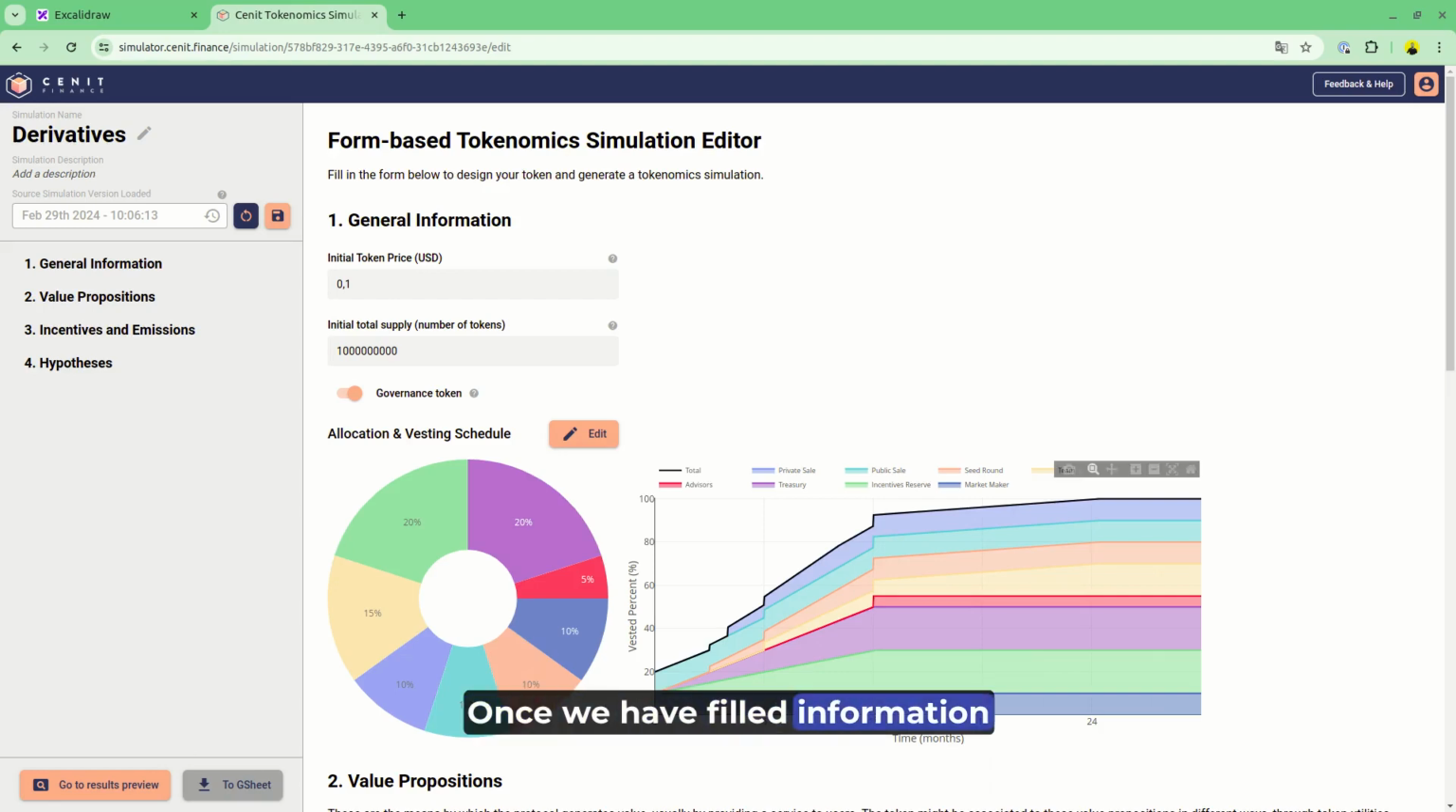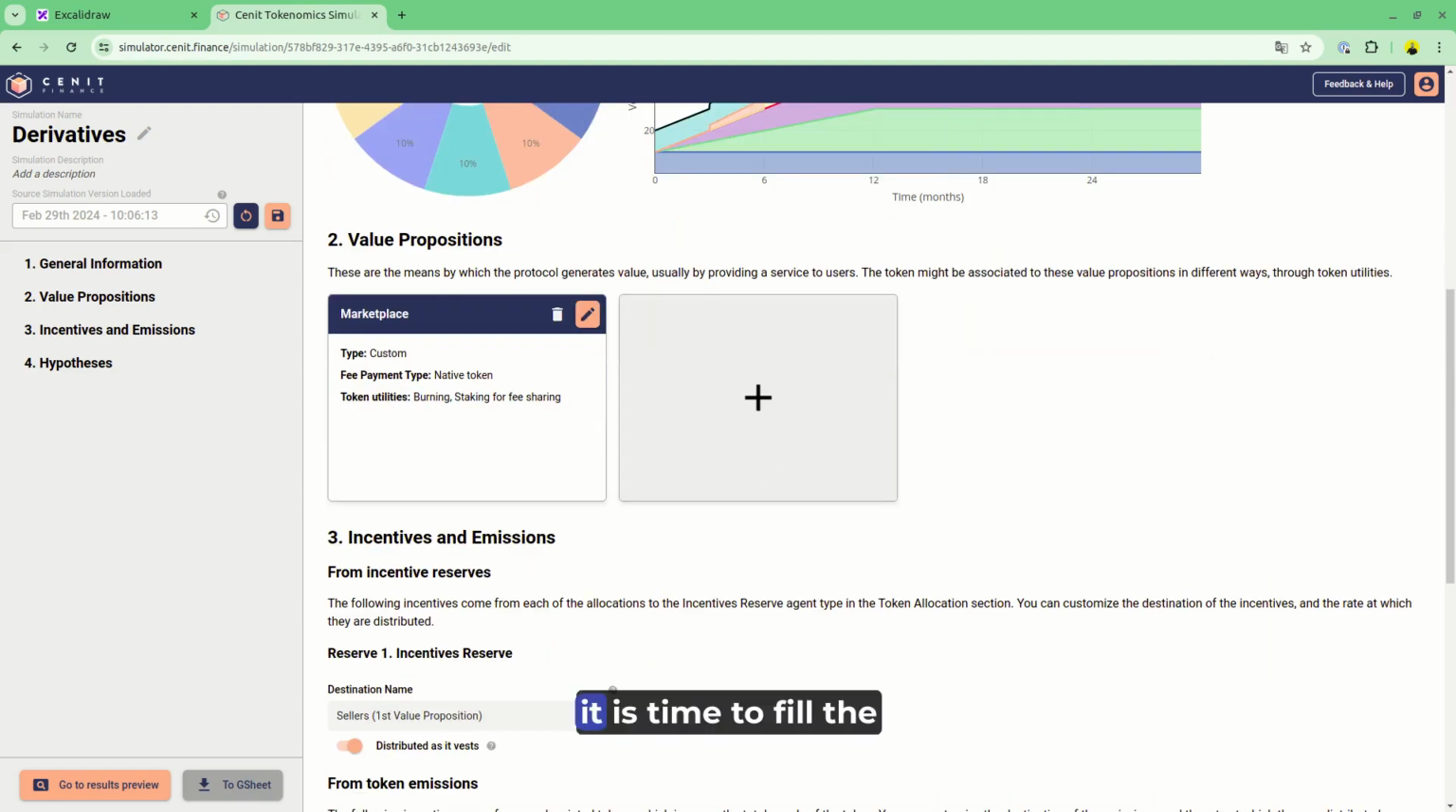Once we have filled in the information about allocation and vesting schedule, it is time to fill in the information about value propositions. The value propositions are the means by which a protocol generates value. A protocol might have one or several value propositions.